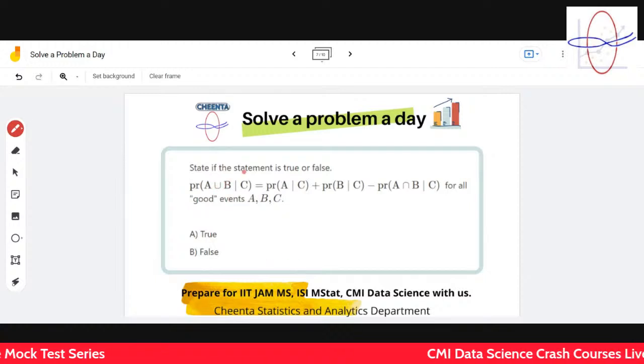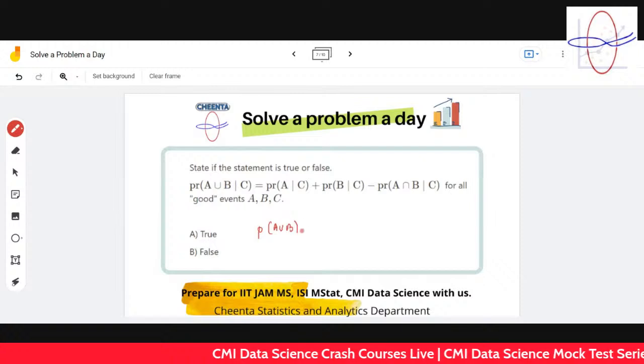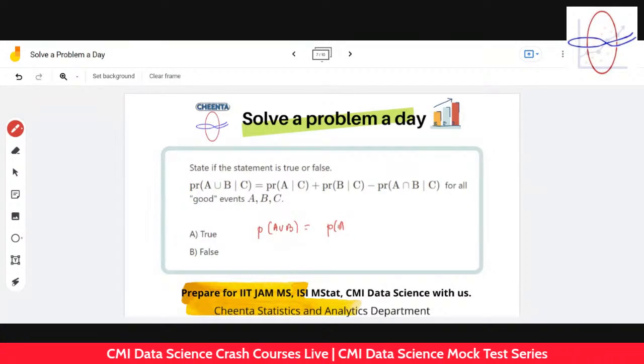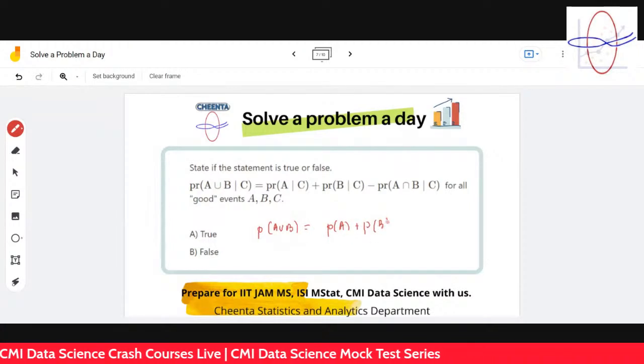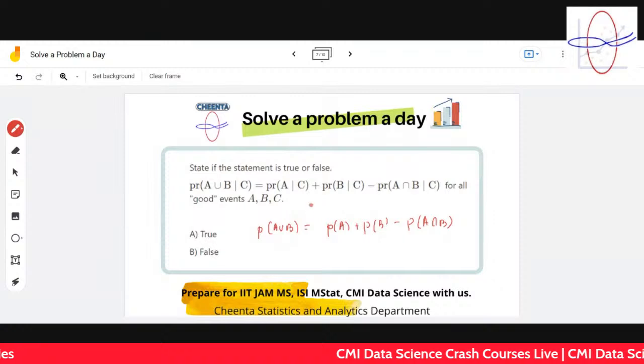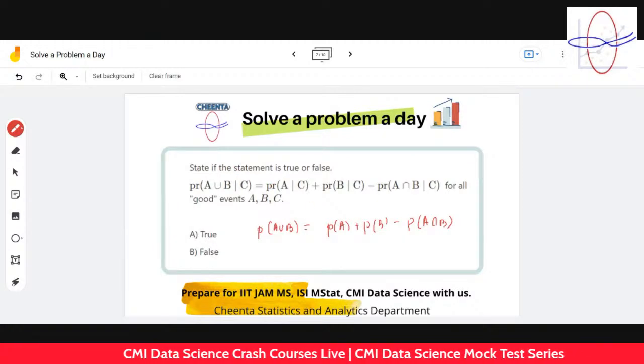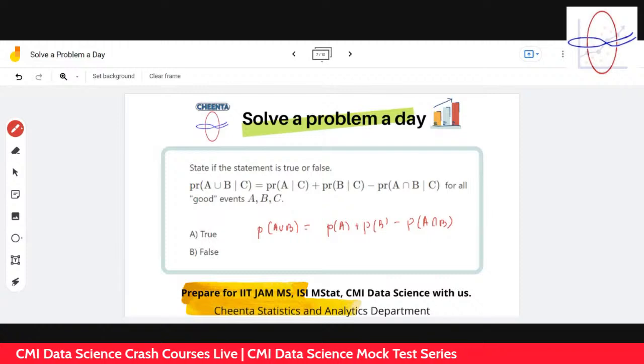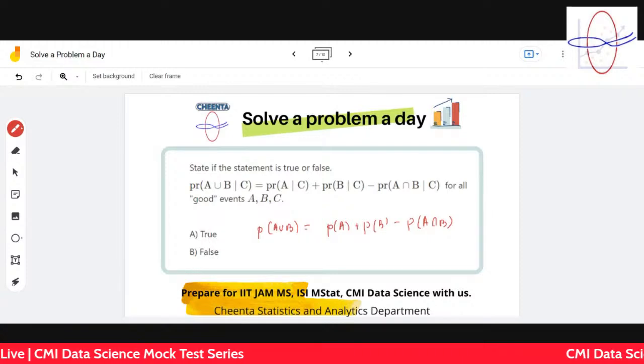there is a similarity, because probability of A union B is equal to probability of A plus probability of B minus probability of A intersection B. This is called the principle of inclusion and exclusion. So it's just that a conditional event has been put in. Is this true or not? That's the question.